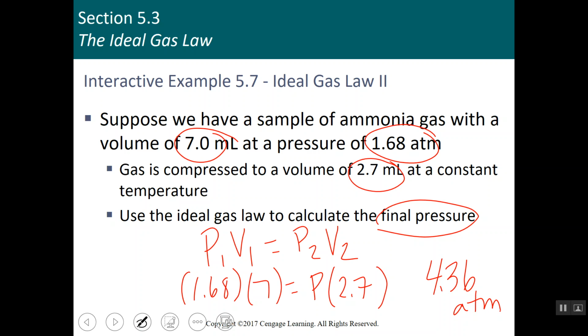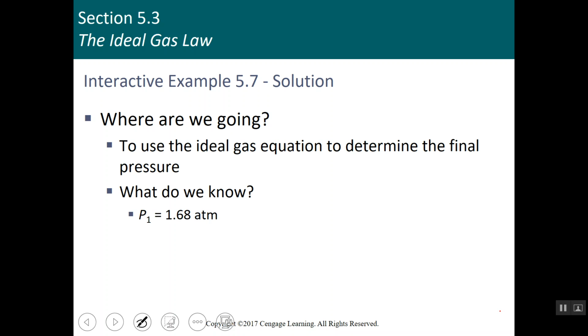There are some problems where you'll have to use the ideal gas law, but like I said earlier, why make it more difficult than it is? So let's look and see what they have on their slides and see that they came up with the same answer.